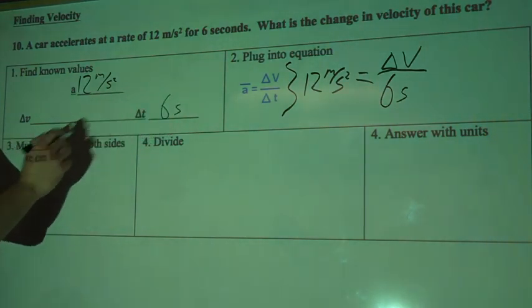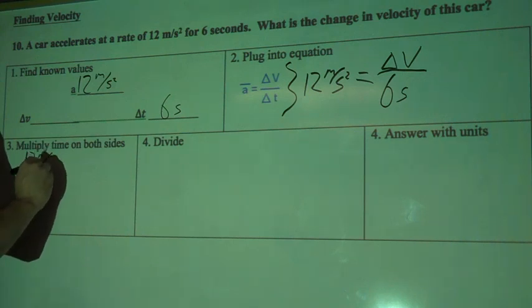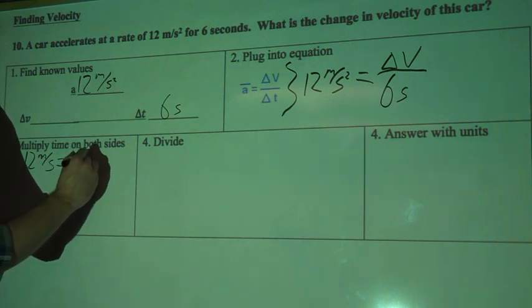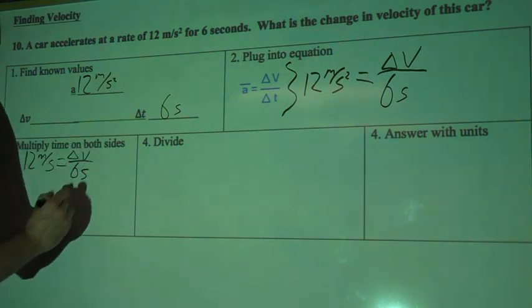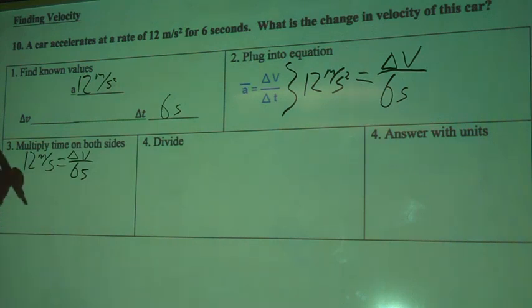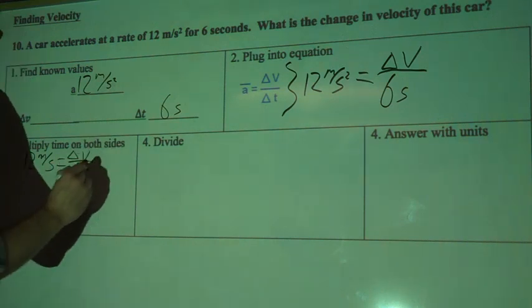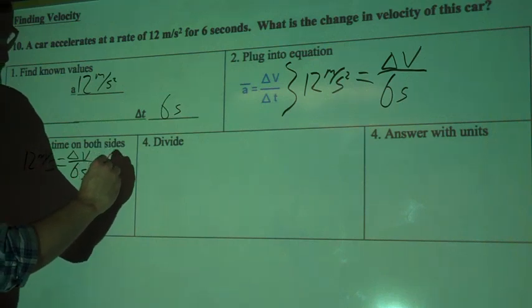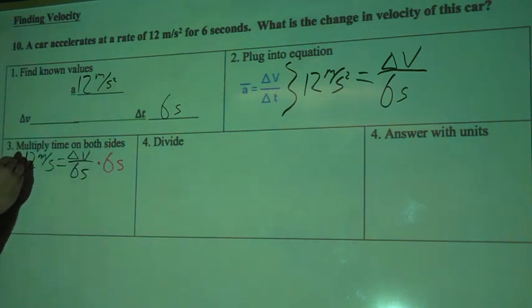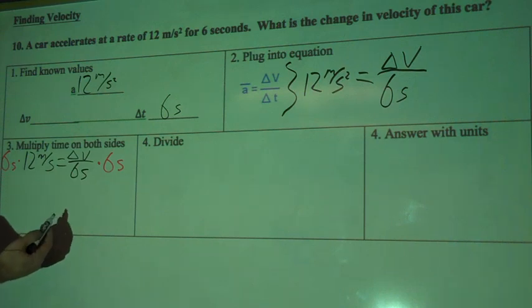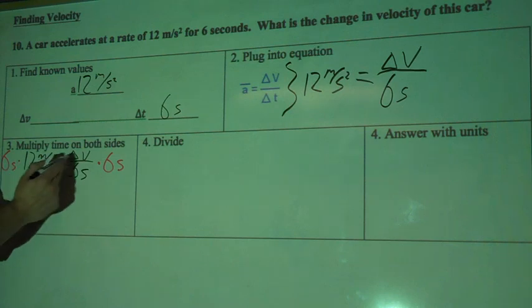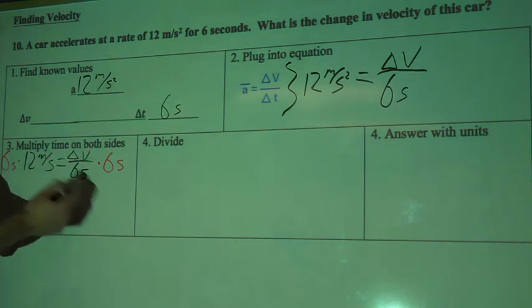So we'll rewrite everything we have. So we've got 12 meters per second squared equals the change in velocity over 6 seconds. And I know I have to multiply time on both sides, so I'm going to do this in a different color. You don't have to, though. So times 6 seconds on one side, and times 6 seconds on the other side. Cool, so after I multiply time on both sides, the 6 seconds, we brought that up so we can get velocity by itself. We can cancel that out.